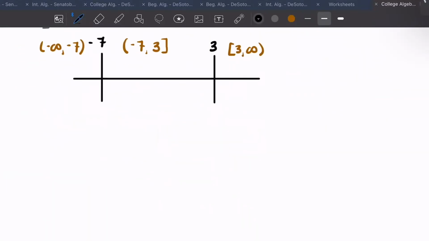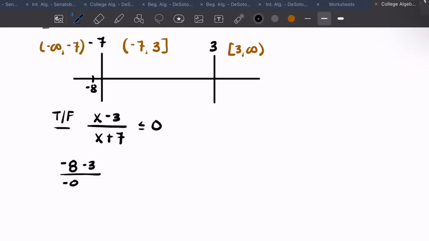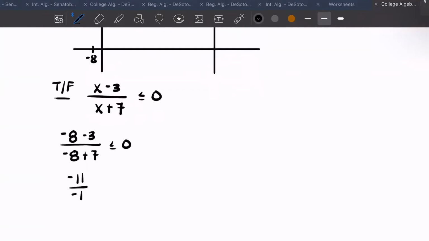Now we do our true false chart. Okay. And we have x minus 3 over x plus 7 is less than or equal to 0. All right. So let's pick negative 8. So we say negative 8 minus 3, negative 8 plus 7, less than or equal to 0. So we get negative 11 over negative 1. So is 11 less than 0? No. Okay, false.